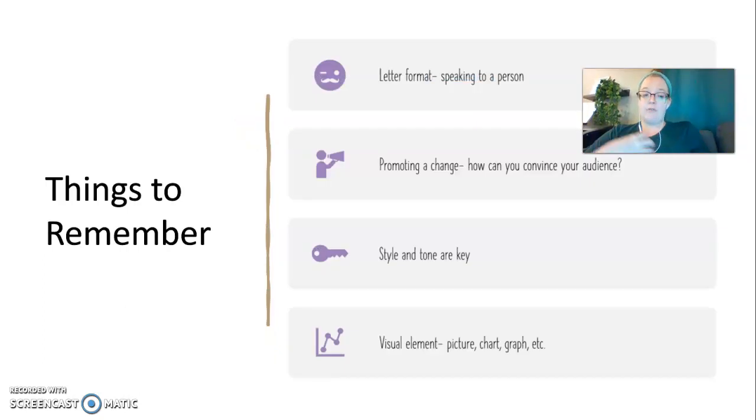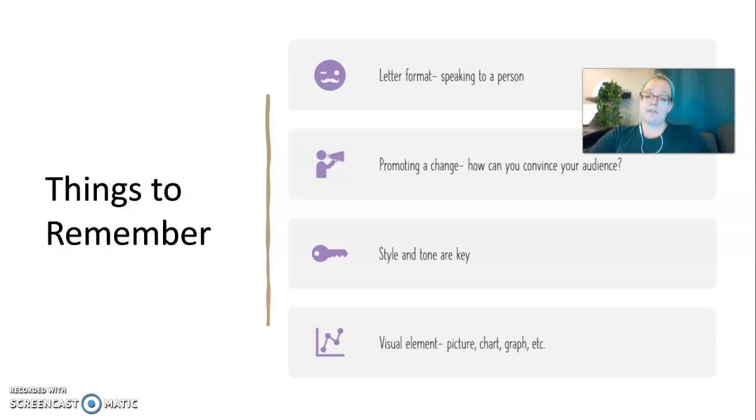When you're thinking about formatting a letter, like I said, you're speaking to a person in particular. You're not just sort of writing with your basic, vague academic audience in mind, but I want you to actually envision this specific person. And how can you use your language to appeal to that person and the change you'd like to make? Your style and tone, which is the focus of your readings this week, are key. This is how you use your language, how you use your words, and what words you use to appeal to your audience.